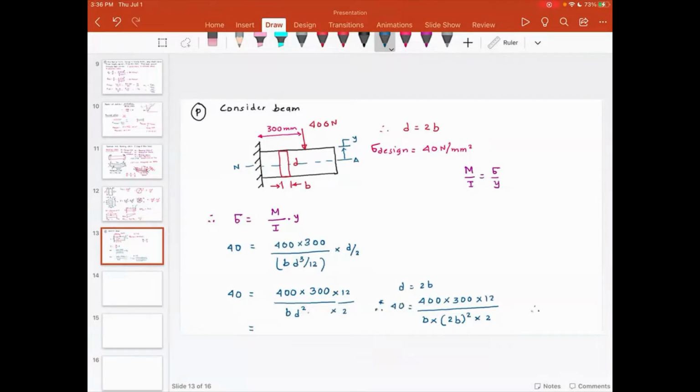And if you look at this entire equation, the only unknown is the value of B. And when you solve, the value I got is 17 millimeter. Value of D is 34 millimeter. So any questions on how this problem is worked out? Let me take one more problem.